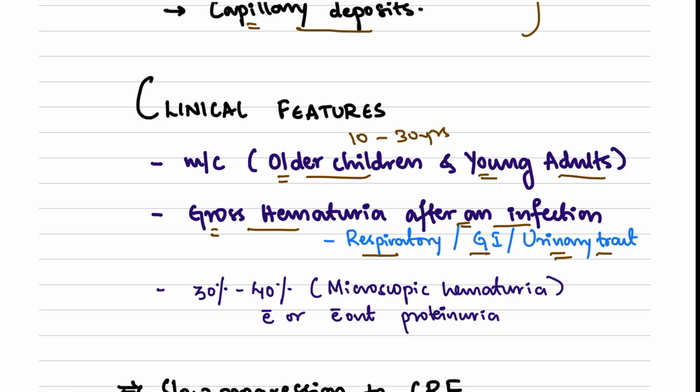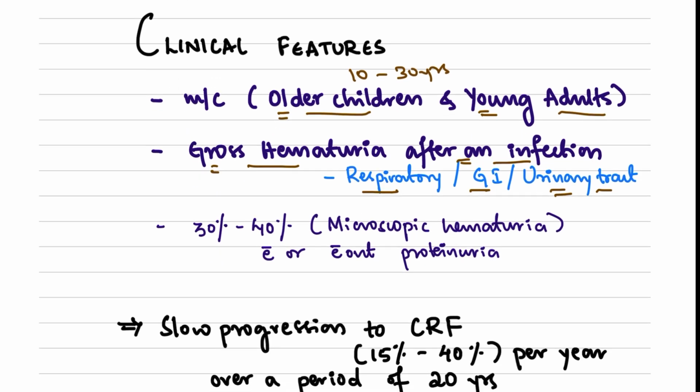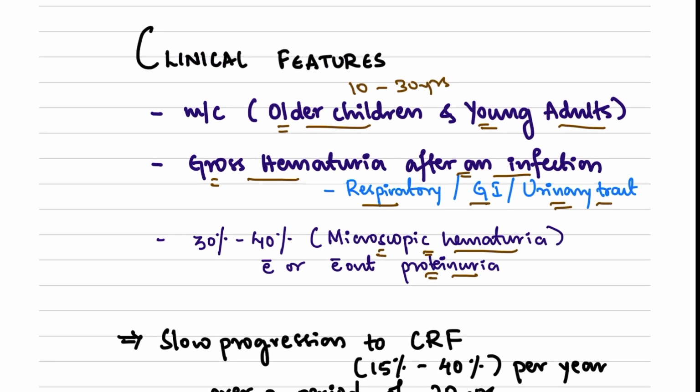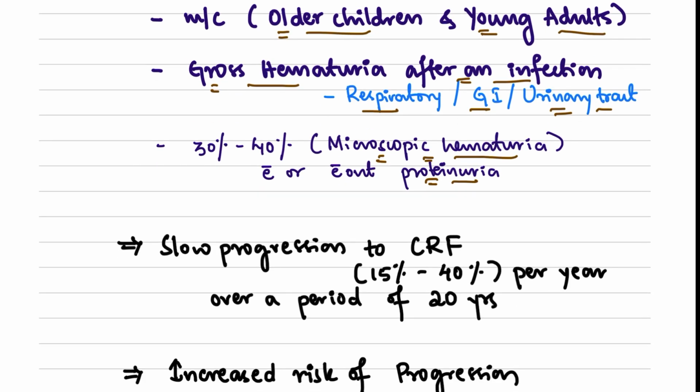Upon these infections, there will be increased levels of IgA, immunoglobulinemia, which will lead to increased levels of glycosylated polymeric IgA and their deposition in the glomerulus. 30 to 40% of the patients can also suffer from microscopic hematuria with or without proteinuria as well. The patient suffers in episodic patterns. It can happen after a few months and repeatedly over the years. So slow progression of IgA nephropathy is seen. Slowly it will progress to chronic renal failure or chronic kidney disease.